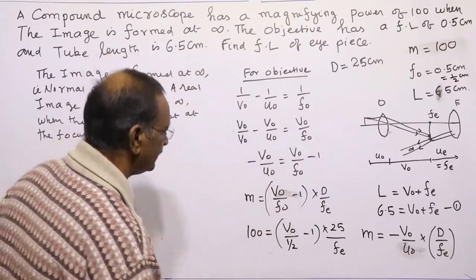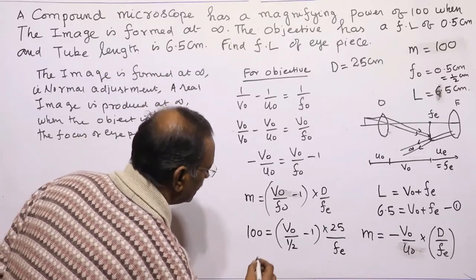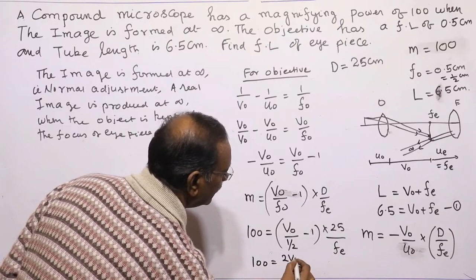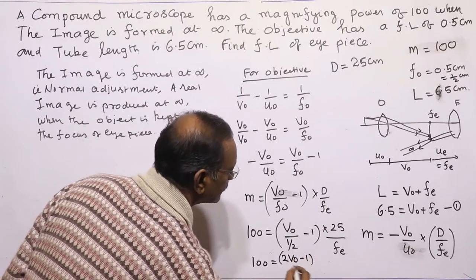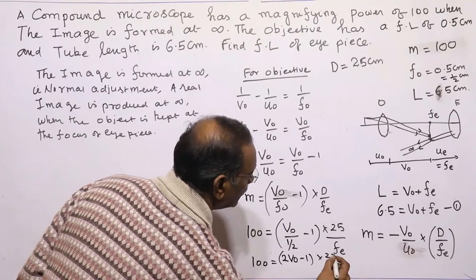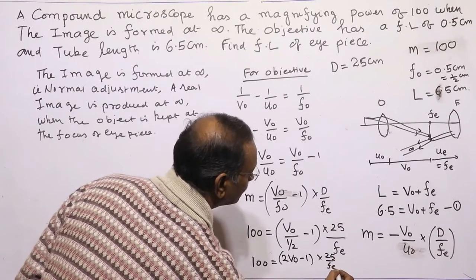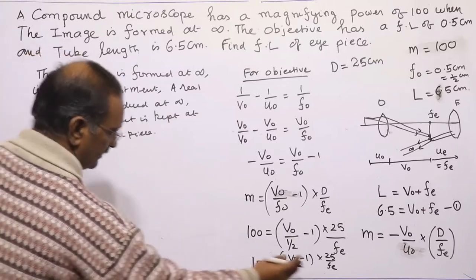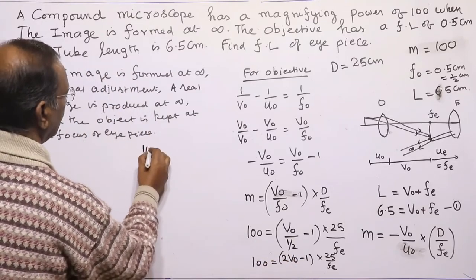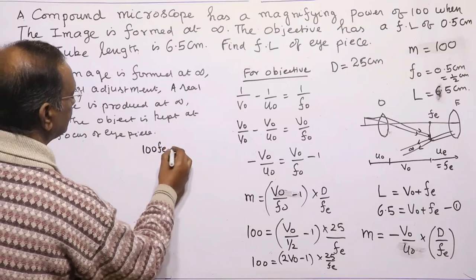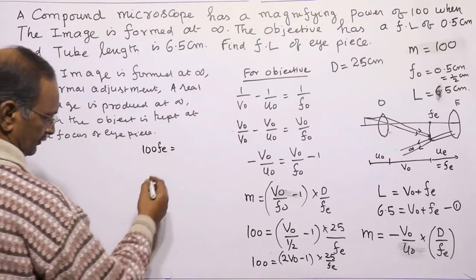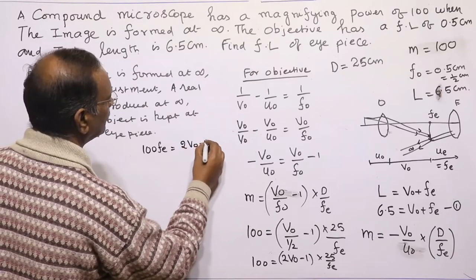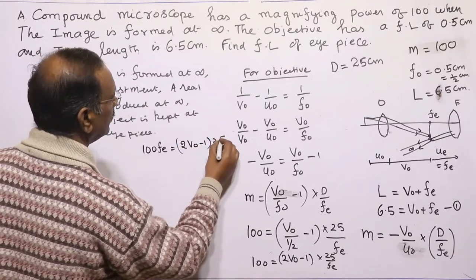In that case, this becomes 100 is equal to 2 V0 minus 1, into 25 by FE. So this equation becomes, taking FE to this side, 100 FE is equal to 2 V0 minus 1, into 25.